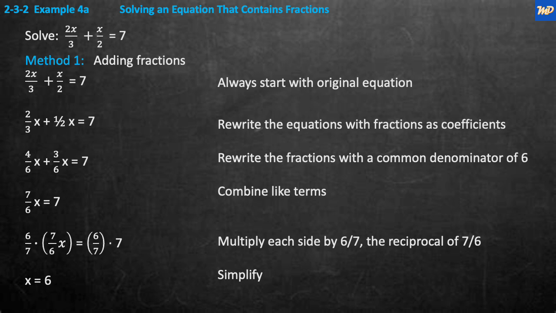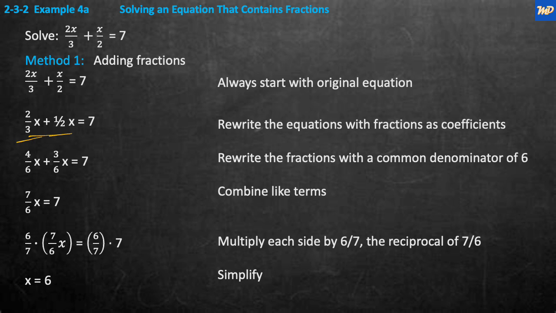Excuse me, the common denominator of 6. So we're going to now have 4 divided by 6 times x plus 3 divided by 6 times x equals 7. Now we can add those because we've got a common denominator of 6. So we end up with 4 plus 3x over 6, 7x over 6, equals 7. Here's where we combine those like terms, because we made the fractions that we could add. So we have 7x divided by 6 is equal to 7.